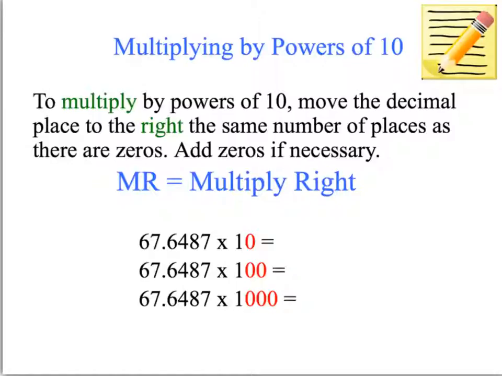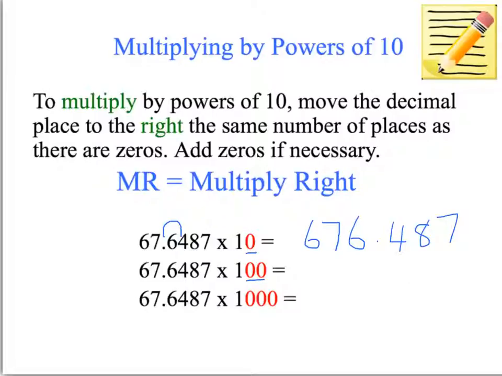When we're multiplying, you need to move the decimal place to the right, the number of zeros that are in the number. So for the first example, let's look at 67.6487 times 10. We're going to look at how many zeros are in the number 10. In this case there's only one zero, so we only move the decimal place one place to the right. The way we show this is by doing a little line over the other number and backwards to the right. Okay, so in this case the answer is 676.487. So 67.6487 times 10 is 676.487.